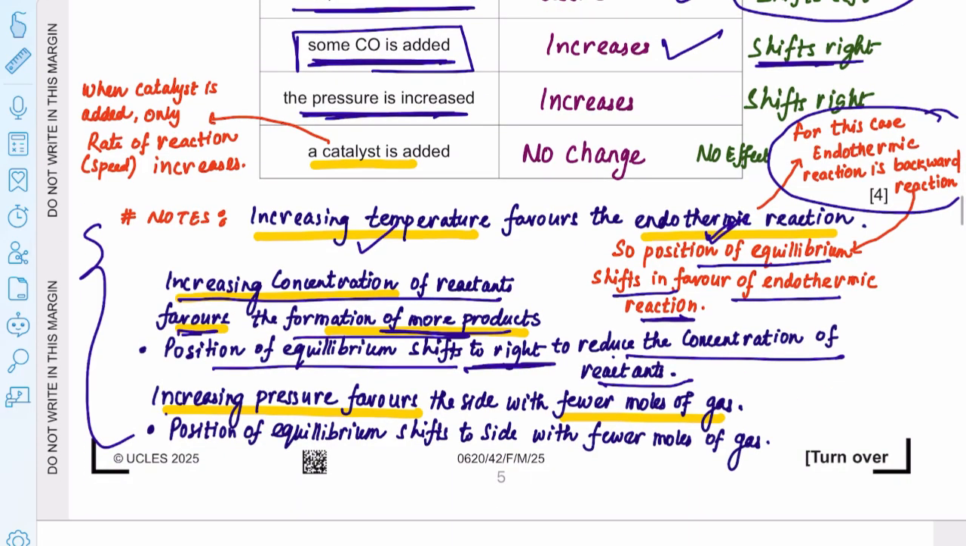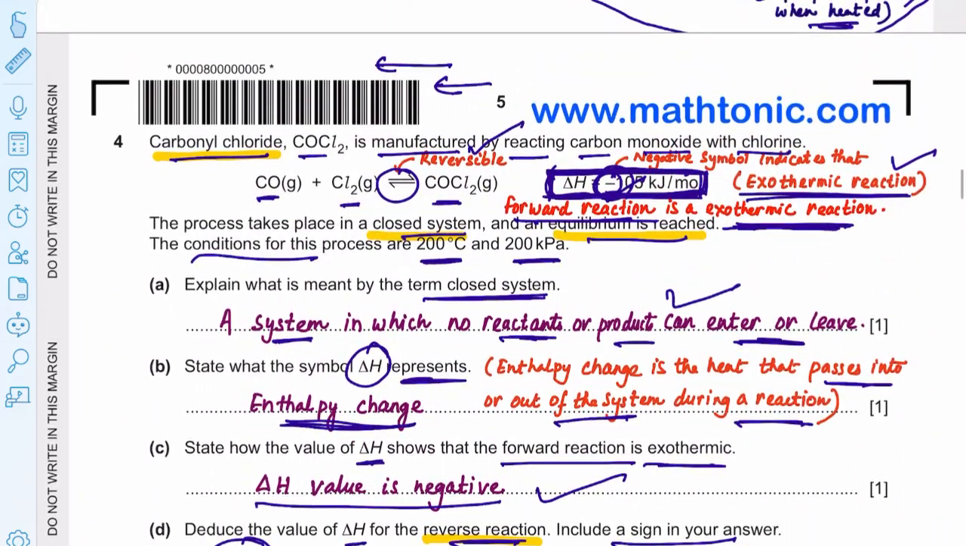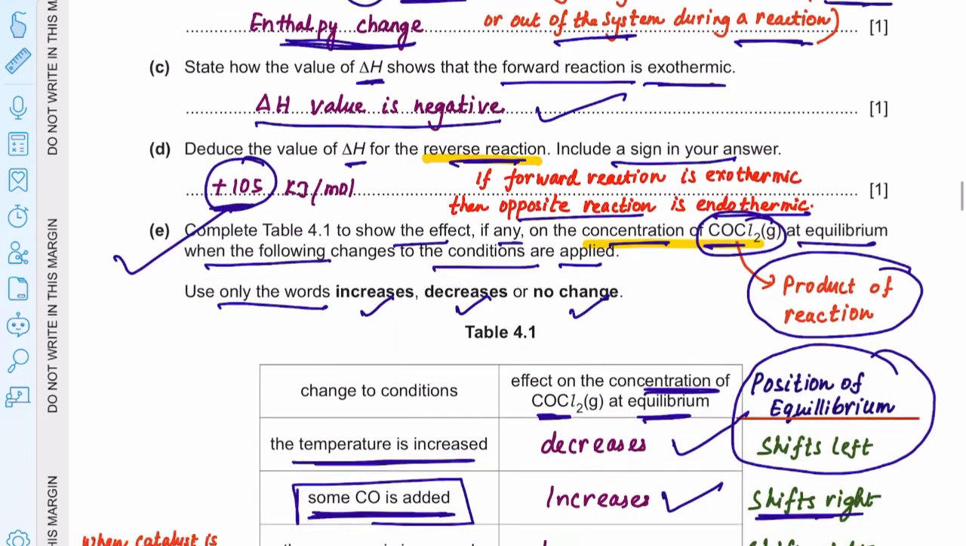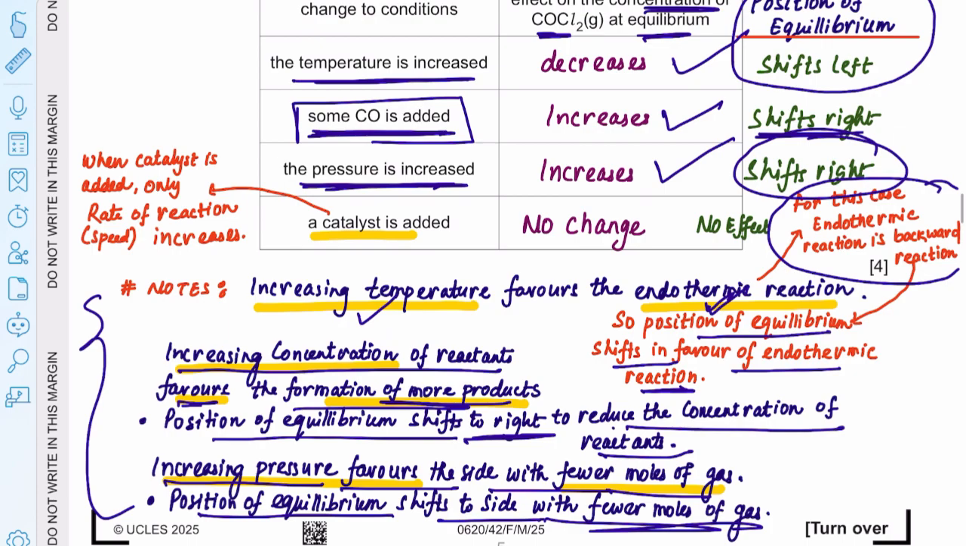I've written here, an increase in pressure favors the side with fewer moles of gas, right? You can see here that this is 1 mole of carbon monoxide, this is 1 mole of chlorine, right? That means 2 moles of reactants are giving you 1 mole of this one. Yes or no? That means the right-hand side, the product side, is the lesser one. So we can see here that the position of equilibrium shifts to the side with fewer moles. So fewer moles on the right side, so it shifts right, so it will increase the concentration.